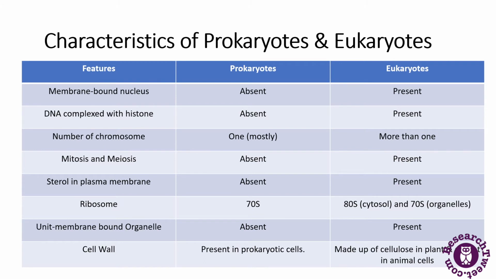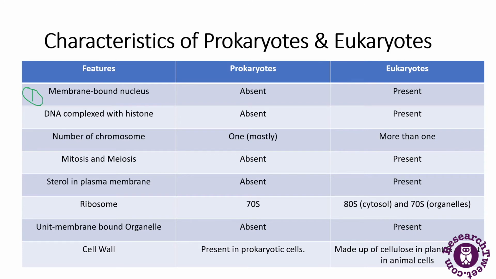Now our main focus here is the characteristics of prokaryotes and eukaryotes. Basically, in this we will be discussing the main differences between a prokaryote and a eukaryote. So the first feature is the membrane-bound nucleus.